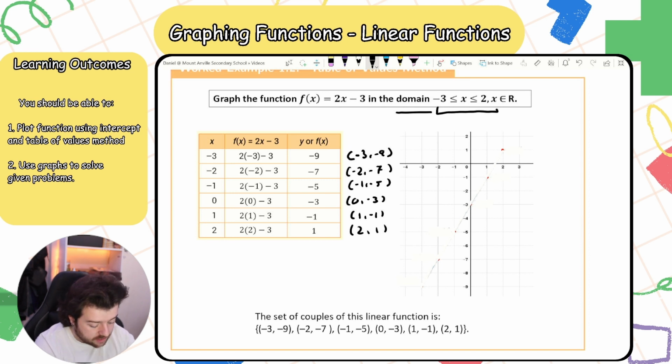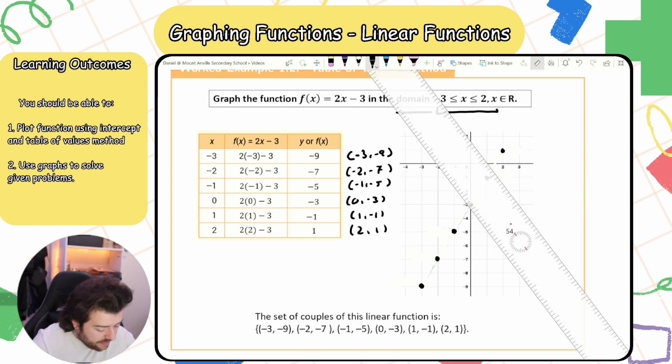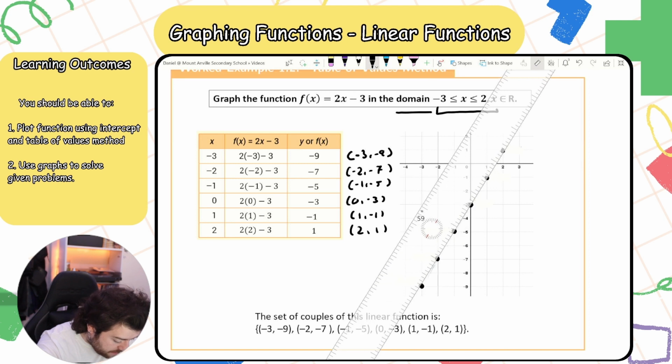So I now just plot these points out. When x is minus 3, y is minus 9. So go to minus 3 on my x-axis, go down my y-axis. There's my first point there. Minus 2, minus 7. Minus 1, minus 5. 0, minus 3. 1, minus 1. 2, 1. And there are all my points.